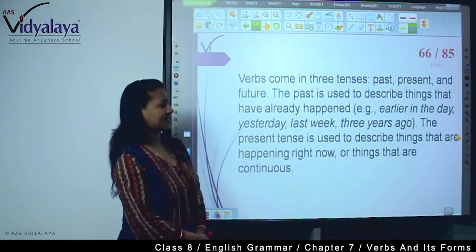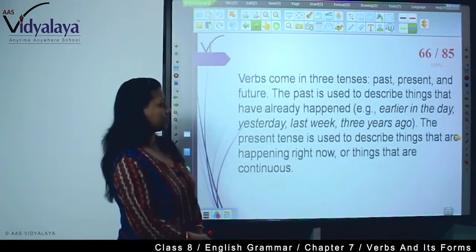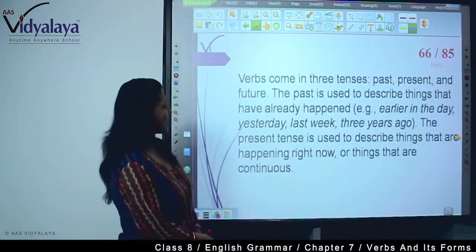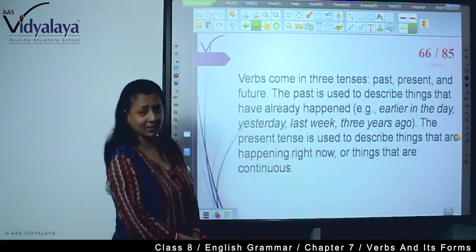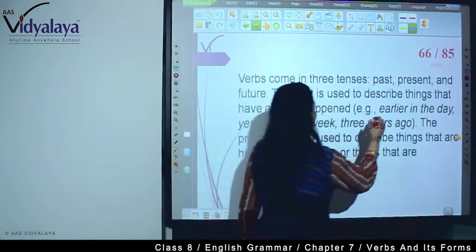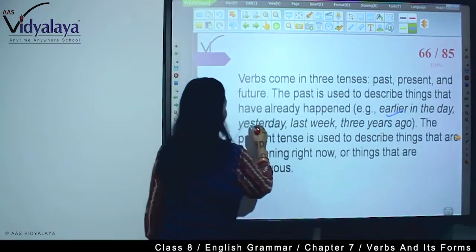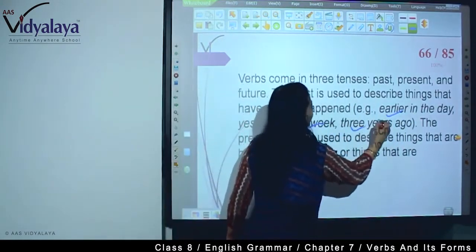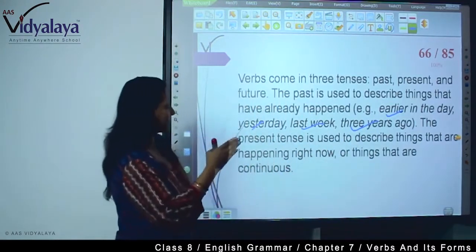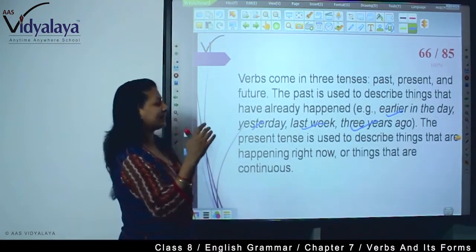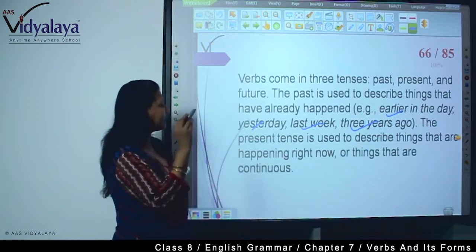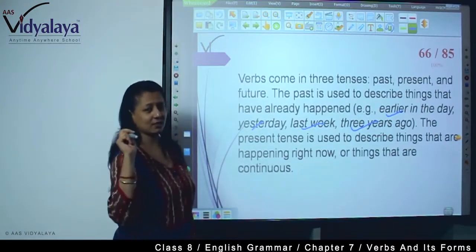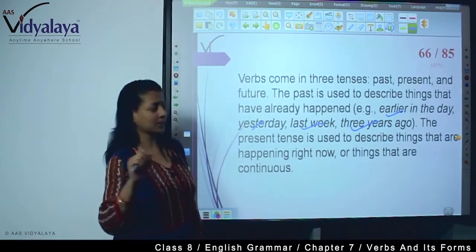Verbs come in three tenses: past, present and future. The past is used to describe things that have already happened. That means earlier in the day, yesterday, last week, 3 years ago. So when you find these words in a sentence: earlier in the day, yesterday, last week, 3 years ago, that means past.